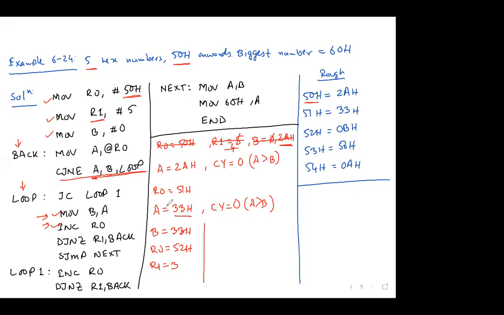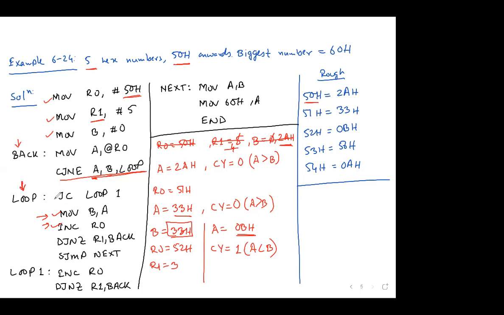Let's take one last example. Now tell me what will be there in the accumulator. 0BH. Exactly, 0BH. Now when we do this line, they are still not equal. What will be the value of carry flag? One. Exactly. The value of carry flag will be one because your accumulator is less than B. Your accumulator contains 0BH and B contains 33H. So definitely accumulator is smaller than B. So carry becomes one.